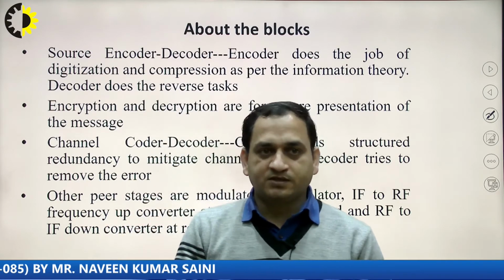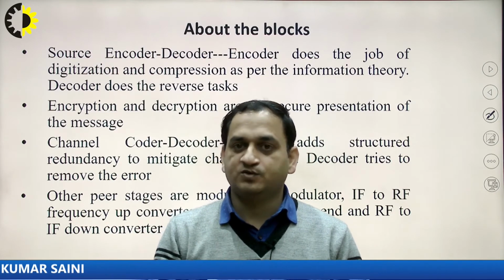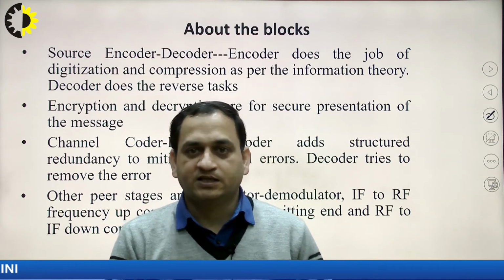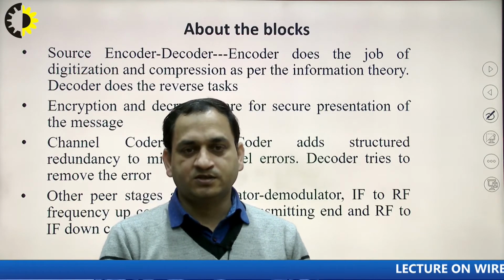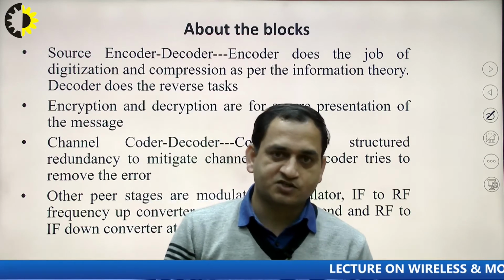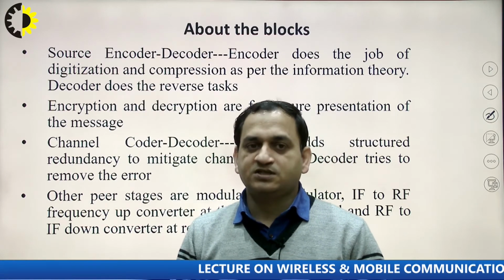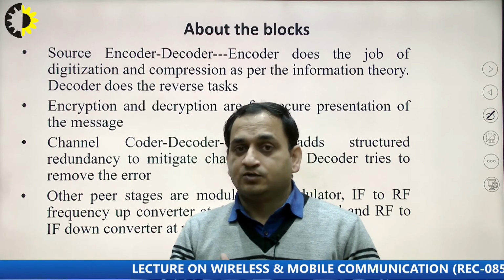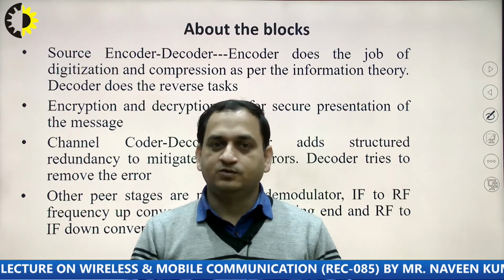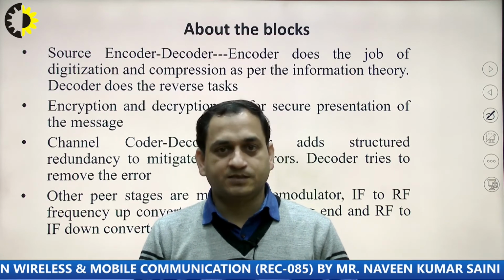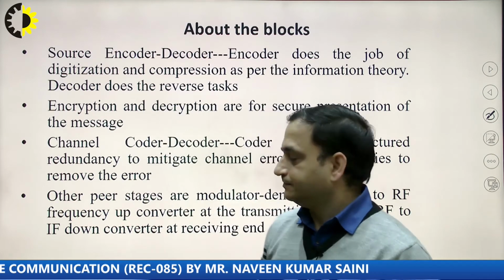Okay. So, encrypter and decrypter, which are the secure presentation of the message. As I said, we use a ciphertext for the encryption and the decryption. Okay. Next is the channel coder, decoder. So, channel coder and decoder add the structure redundancy to mitigate the channel errors. So, to reduce the noise or to reduce the errors, we use the redundancy, all the redundancy bits we can add, and the decoder tries to remove the errors.